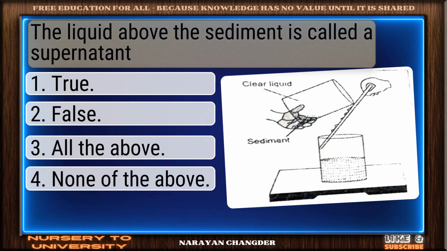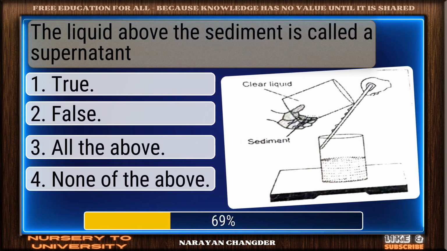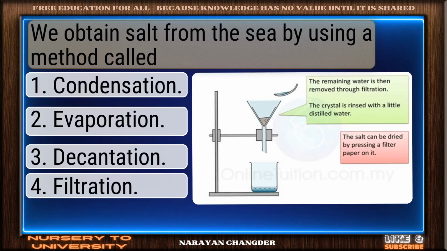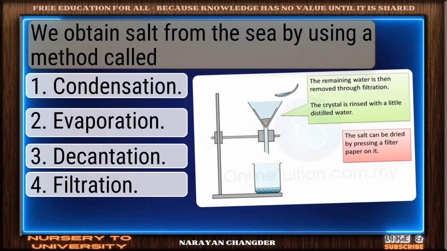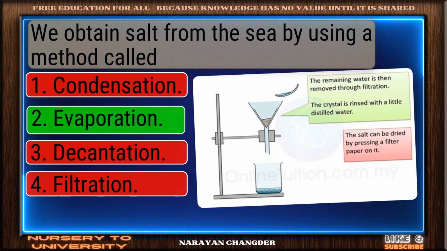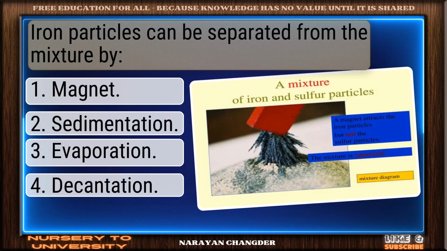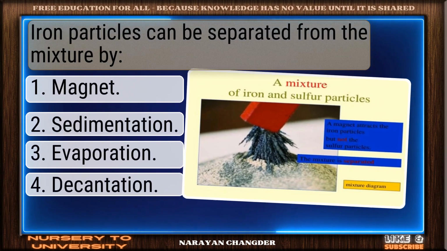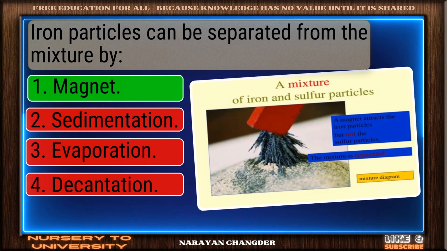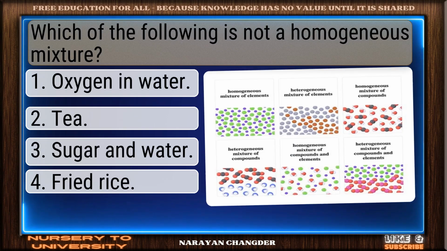The liquid above the sediment is called a supernatant. Good thinking. True is the right answer. We obtain salt from the sea by using a method called. You got it. Your choice evaporation is right. Iron particles can be separated from the mixture by. Correct response. Magnet is the most accurate answer.